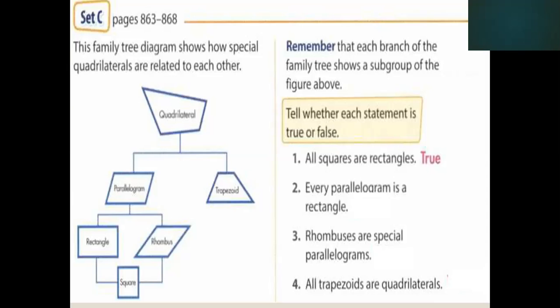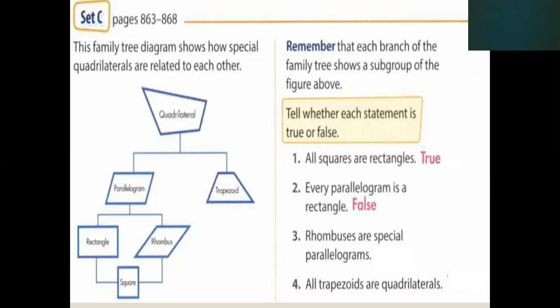Okay, and also: every parallelogram is a rectangle? No, because if I have a parallelogram, what do you know about a parallelogram? A parallelogram is a quadrilateral with each pair of opposite sides equal in length and parallel. A rectangle is the same, but a rectangle has extra properties, like 4 right angles. So I can say every rectangle is a parallelogram, but not every parallelogram is a rectangle, because a rectangle has extra properties.